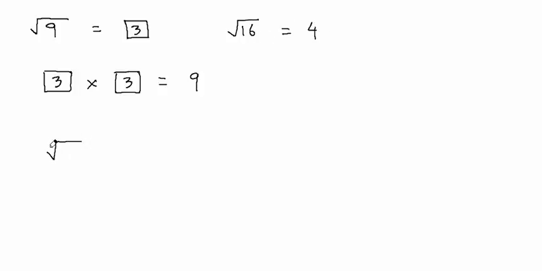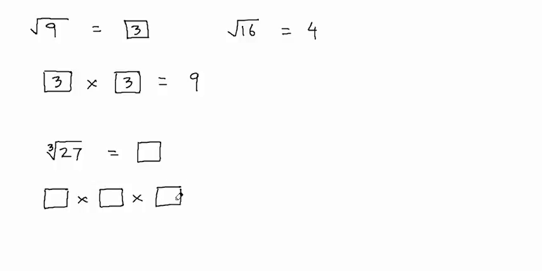If we have the same symbol with a small 3 written here, and let's say we have 27 written under the root symbol, that reads as a cube root. Now a cube root of a number is that number that multiplies with itself 3 times. Remember, all the boxes have the same number in all 3 boxes, such that the answer to the multiplication is 27. 3 times 3 times 3 is 27. 3 times 3 is 9. 9 times 3 is 27. Therefore the cube root of 27 is 3.